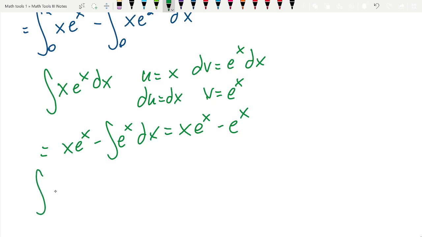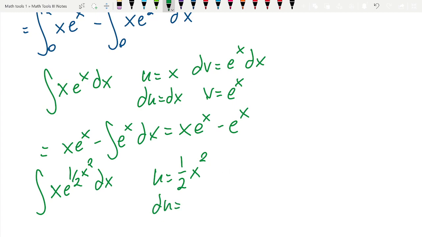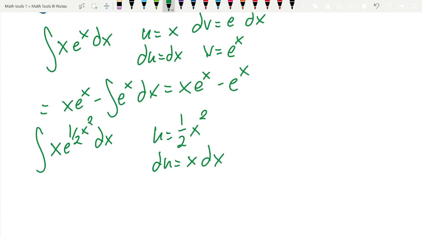And now we do the same thing with x e to the 1/2 x squared dx. This time we're going to let u be 1/2 x squared. So du is going to be x dx. Okay. So that makes it really easy to integrate, because now this is just equal to e to the u du, which is equal to e to the u, which is equal to e to the 1/2 x squared, of course. Okay.